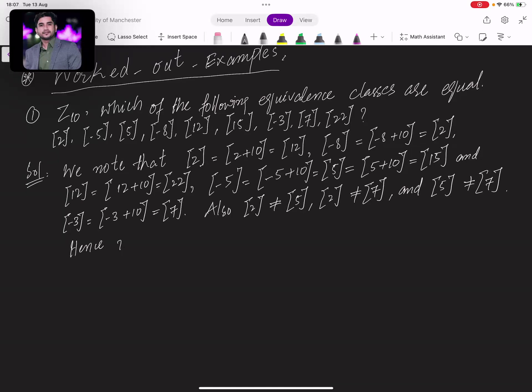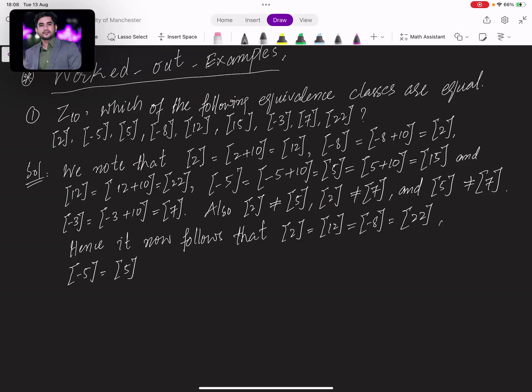Hence, it now follows that the equal classes are [2], [12], [-8], [22]; [-5], [5], [15]; and [-3] is [7]. Okay.